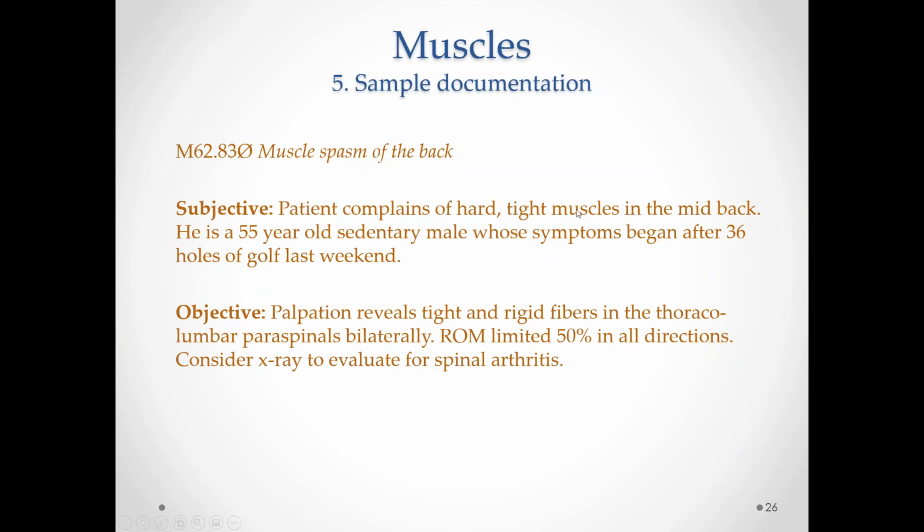I've got subjective complaints that support a muscle spasm, hard, tight muscles, and then I've got a history here that kind of lines up with someone who might have this problem. This guy went out and played 36 holes of golf, and he usually doesn't golf very much, so now his muscles are really freaking out. And then I've got some objective findings that support this. Palpation shows tight, rigid fibers, range of motion is limited. Consider an X-ray. Look for some other cause of limited range of motion. So those, I believe, are subjective and objective findings that would support the existence of this diagnosis on a claim.